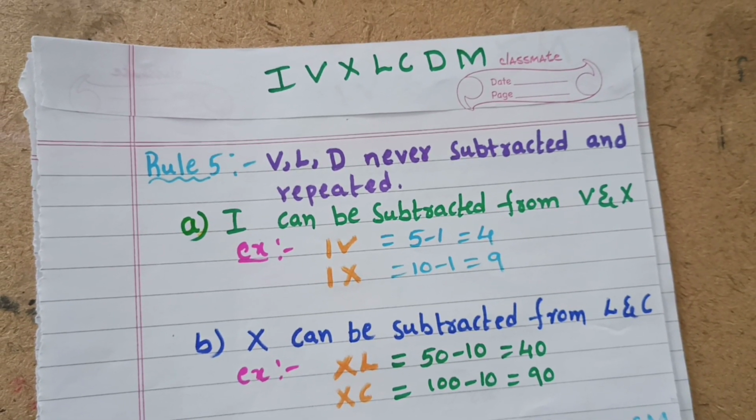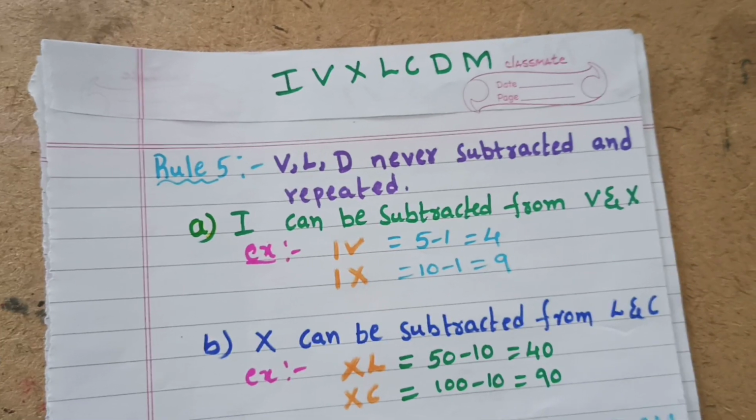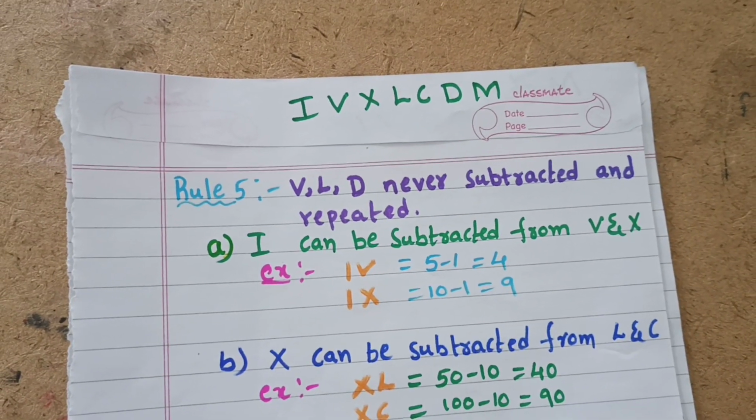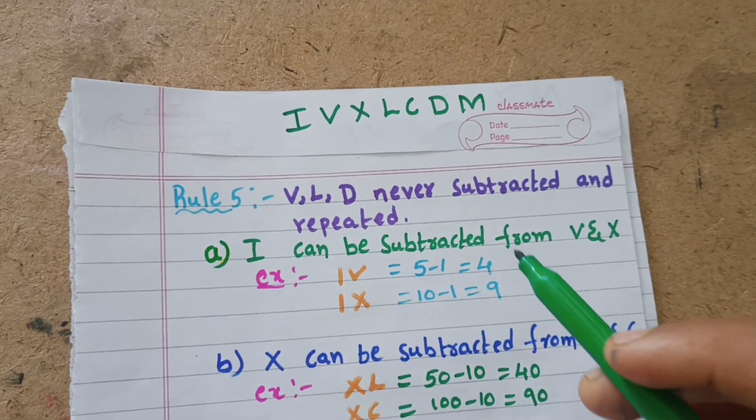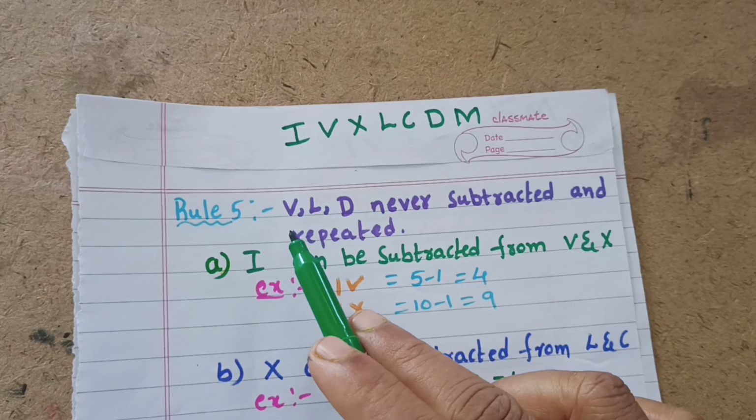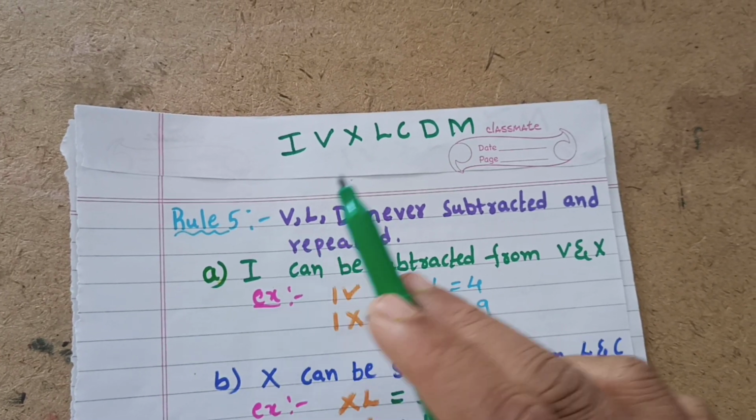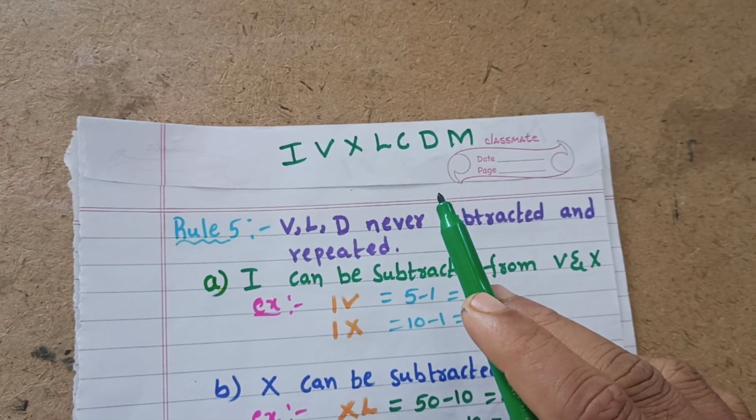In the last video we learnt the rules for writing Roman numerals. In that we learnt rule 1, rule 2, rule 3, rule 4. In this video we are going to learn rule 5. Before going to learn that one, let us revise. First rule. What is the first rule?